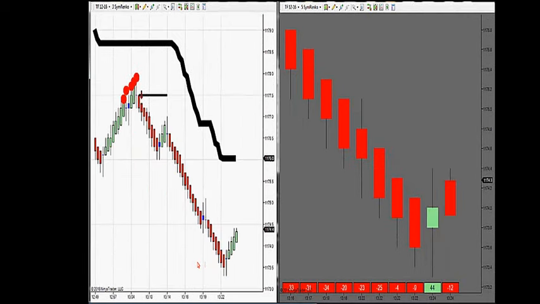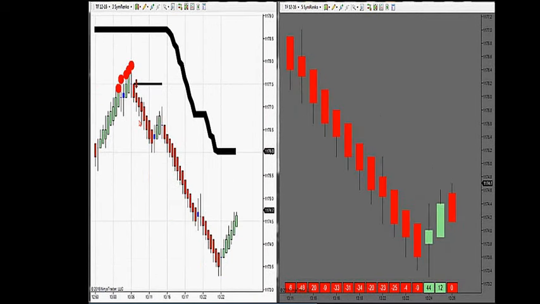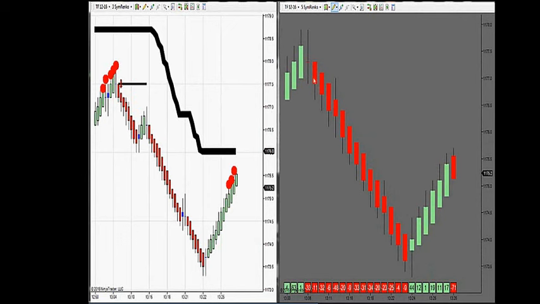Now I'm going to show you how we get stopped out even smaller. Let's say you get short up here. I'll show you in the next couple setups. Let's say you got short up here, right here. And the next bar turns green. You open it up.